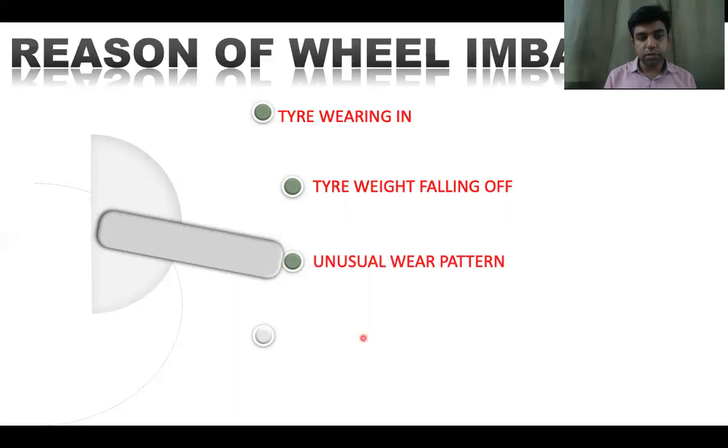The third condition is the unusual wear pattern. This is found in some cases in the tire segment. If we are not going for timely tire rotation, then it can lead to the formation of uneven wear. And if uneven wear is there, obviously that will have a huge effect on the mass of the wheel, so that it can result in the development of imbalance in the wheel.